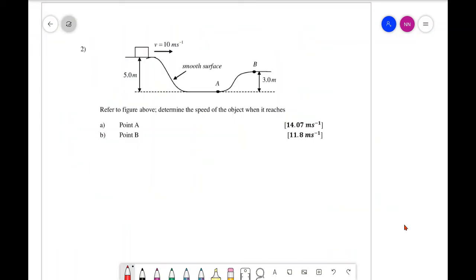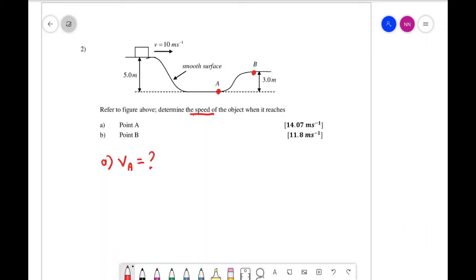Number 2. Refer to the figure above. Determine the speed of the object when it reaches point A and point B. So you have to determine the speed at point A, and then the speed at point B. For part A, we have to find v at point A. Maybe we can write down the symbol vA.